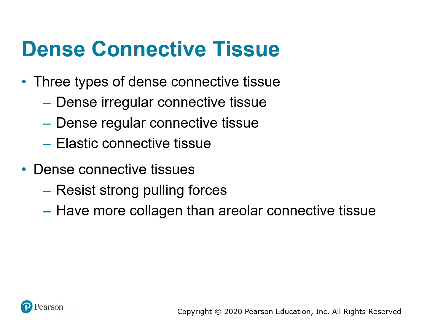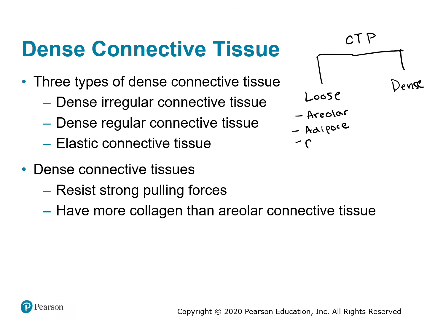So that was loose connective tissue. Remember, in our connective tissue proper, we have loose, we have dense. We've gone through all three of the loose: areolar, adipose, and reticular. Now we're getting into the dense connective tissue. There are three types of dense connective tissue: irregular, regular, and elastic.